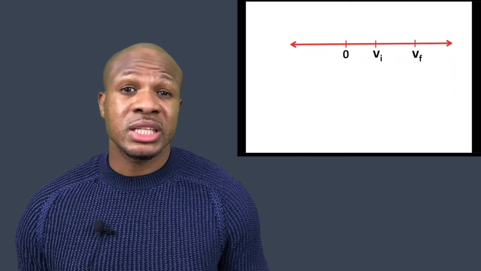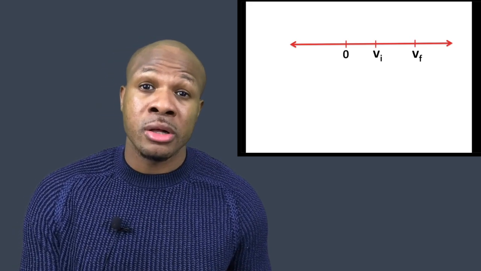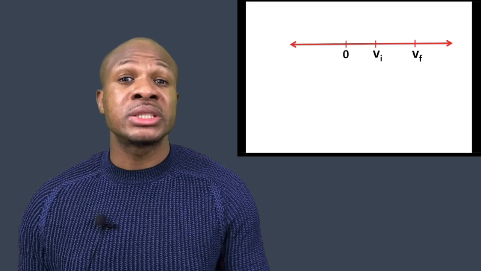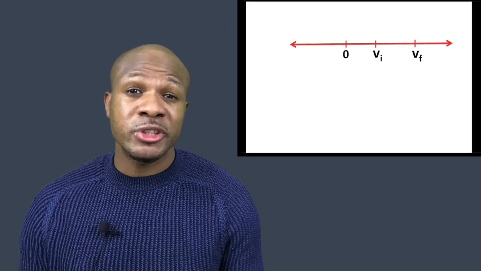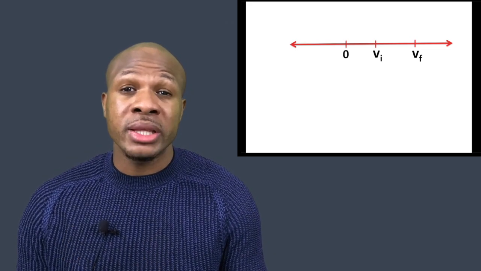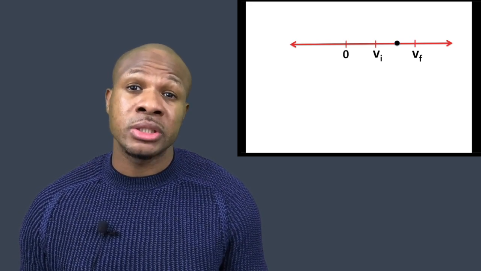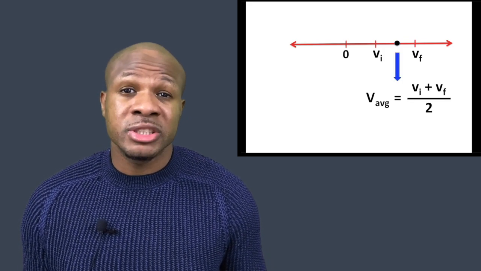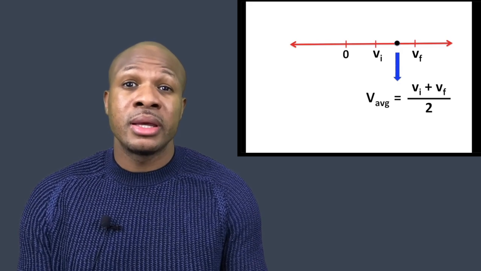When we have constant acceleration, we start off with some speed called v initial, and we end up with some final speed called v final. Because the acceleration was constant, your speed increased linearly. And because your speed increased linearly, your average speed is going to be right in the middle between v initial and v final. That average speed is going to be the average of v initial and v final. And how do you get the average of two numbers? To get the average between two numbers, you just add the two numbers together and divide by 2.